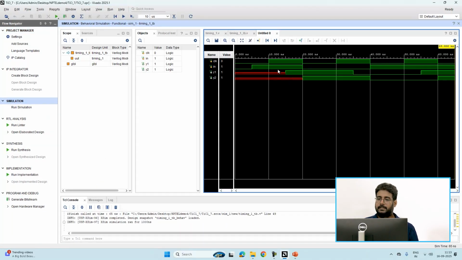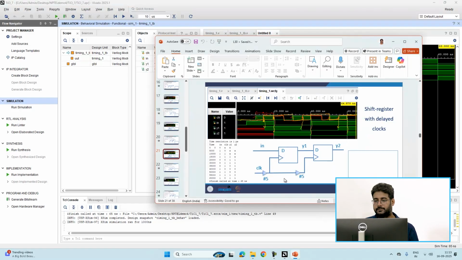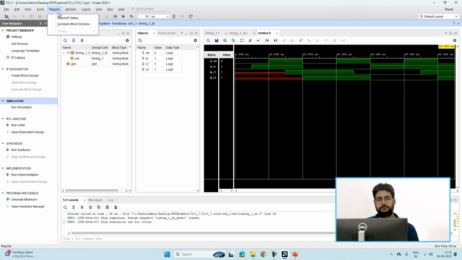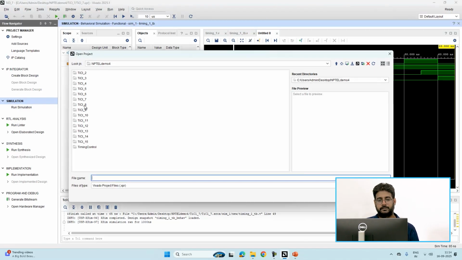Here, delayed clock. It is as if it is responding to a clock shifted by 5. Here it is as if it is responding to a clock shifted by 10, as can be seen here. It is as if it is responding to a clock shifted by 10. Now we will move on to the next example, that is TICL 8.